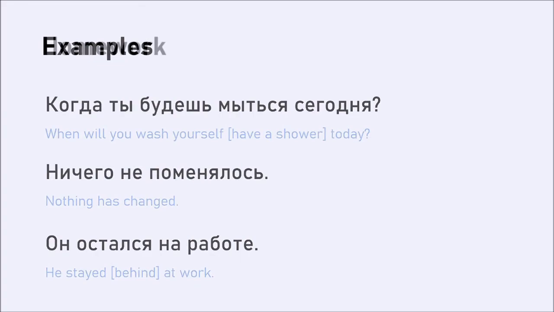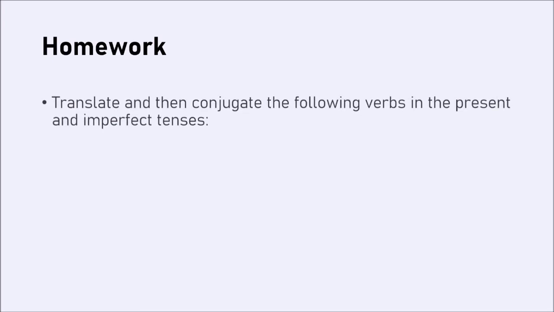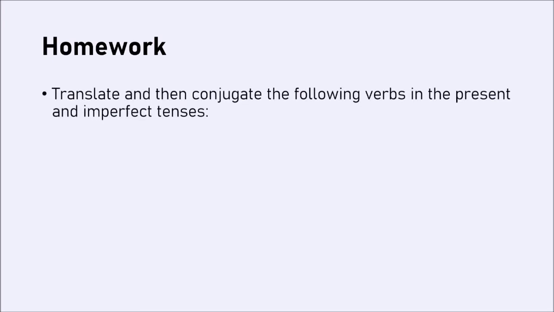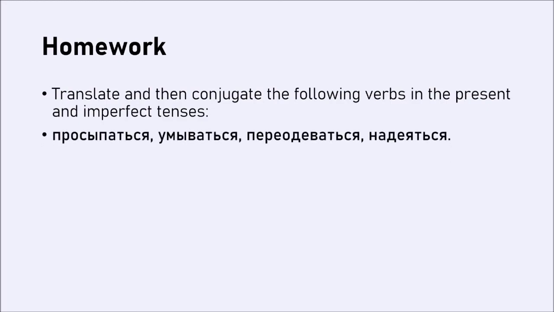So your homework then is to first of all go over everything we've seen already, practice conjugating the verbs that we've seen in this video, and then take a look at these ones. Could you please translate them and also conjugate them in the present and imperfect tenses? Просыпаться, умываться, переодеваться, and надеяться. One of these verbs is a reflexive verb that you wouldn't expect to be reflexive, okay? The rest are to do with your daily routine. After having learned these verbs, you can then start talking about what you do throughout the day, and maybe you can even include some time as well.